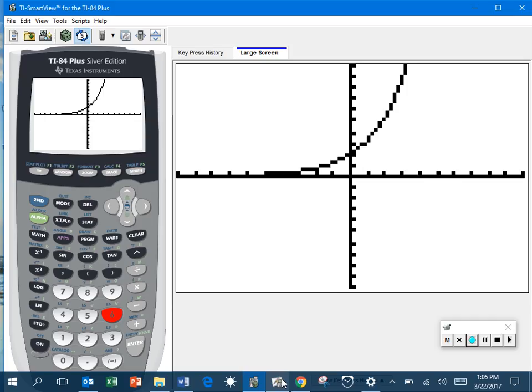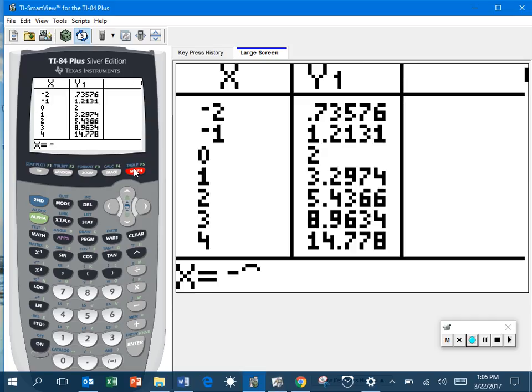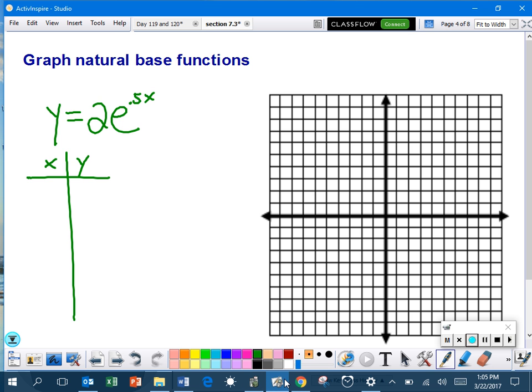Again, the only thing is you don't have nice numbers to work with. So here are some of the decimals I'm going to go ahead and graph. Okay, I'm going to make my table. So I've got the negative 2 and 0.7, negative 1 and 1.21, 0, 2, that's the only nice one, 1, 3.3, 2, 5.4. Okay, that should be enough.